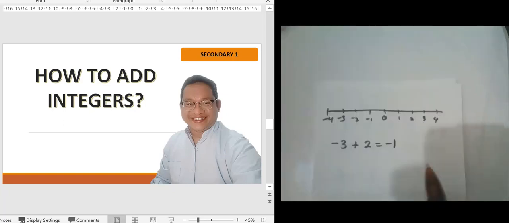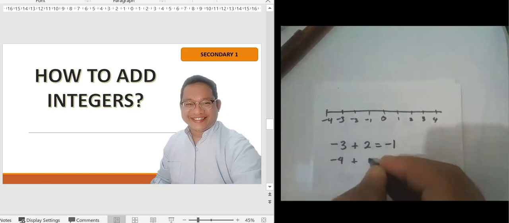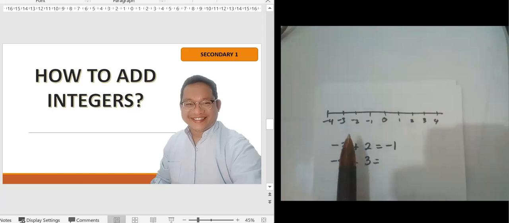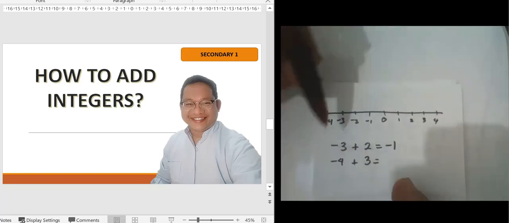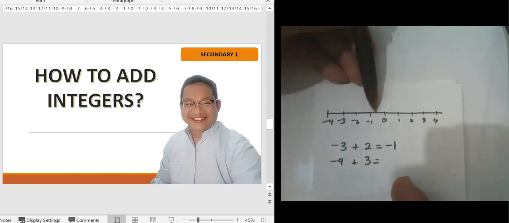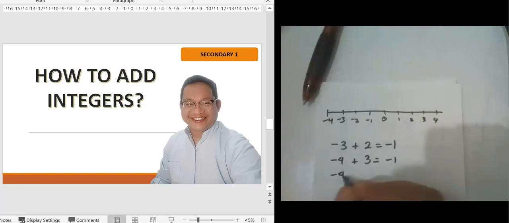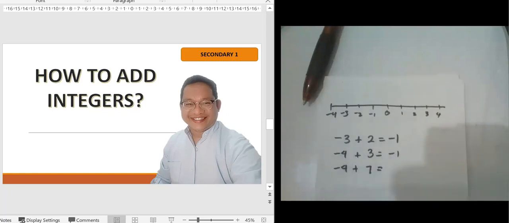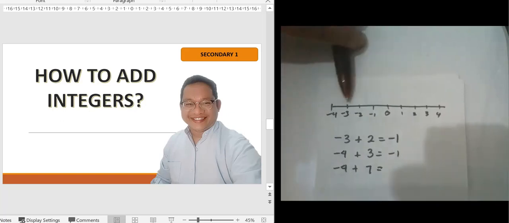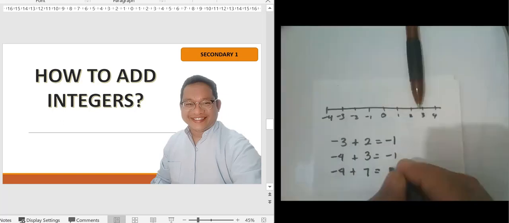Okay, now let's say I have -4 plus 3. So from -4, you put it here, and then you jump 1, 2, 3. You ended up with -1. Well, it's a coincidence that the answer is -1. But let's say, for example, -4 plus +7. So that's going to be from -4. You jump 1, 2, 3, 4, 5, 6, 7. You ended up with +3.